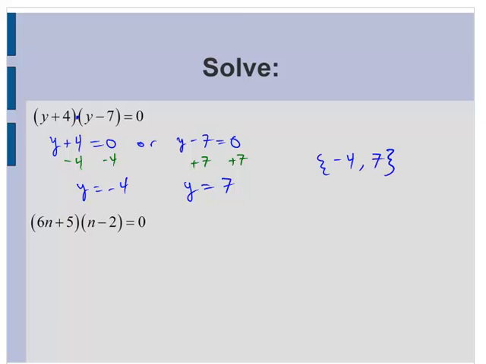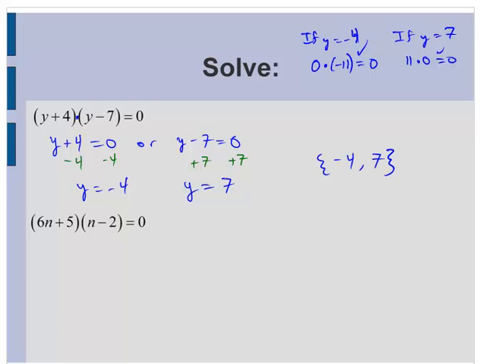Now let's check this real quick. This one's easy enough to check. If y equals negative 4, then you'd have 0 times negative 11 equals 0. Well, that makes sense. And if y equals 7, you would have 11 times 0 equals 0, and that makes sense as well. So these are really easy to check.